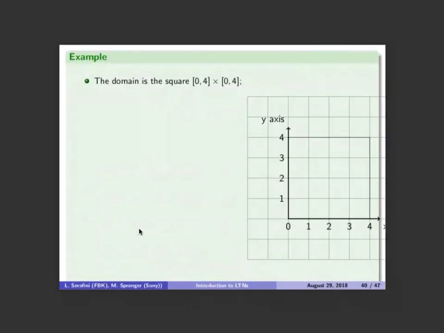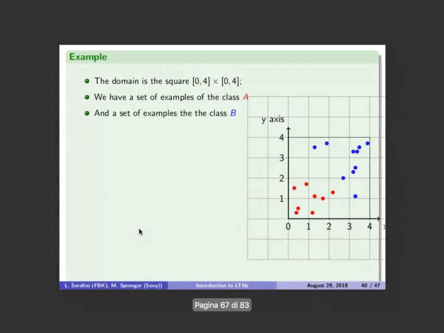And I think it's better to look at an example again. So here we have a number of data points that we say are labeled as in class A, a number of data points which are labeled as in class B. We are told that these are disjoint.